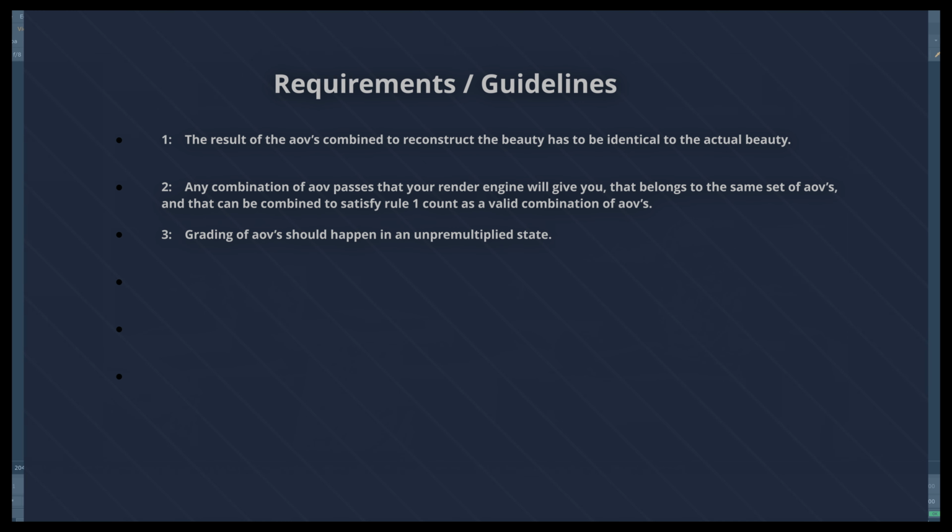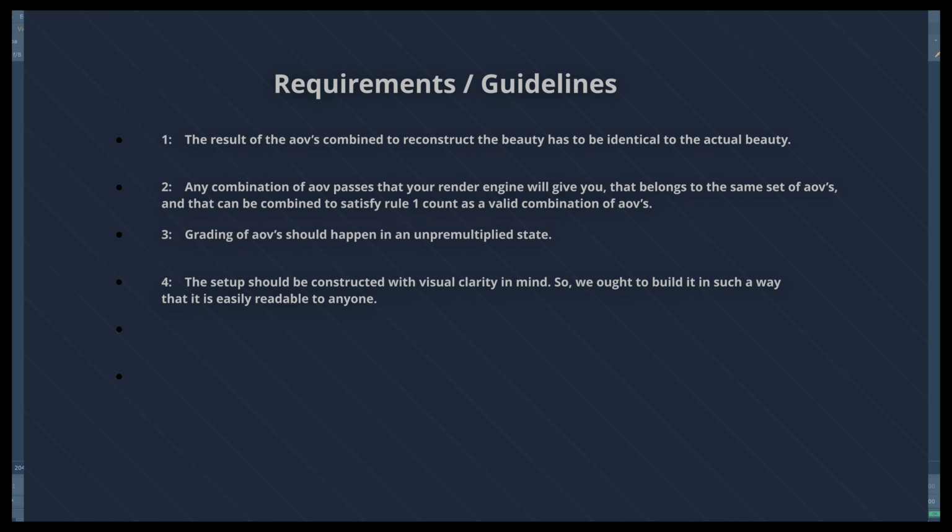The third rule is that grading of AOVs, we should do that in an unpremultiplied state. So we need to keep that in mind as well. This is when things like your alpha channel is going to come into play. Then we have rule number 4. The setup should be constructed with visual clarity in mind, meaning that we ought to build it in such a way that it is easily readable to anyone, not just to ourselves. Of course we're the masters of our own setup and we know exactly how it functions, but we also should pay attention to construct it in such a way that other people will easily understand the setup as well.